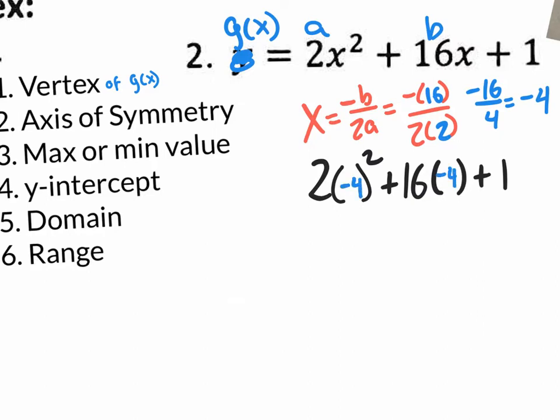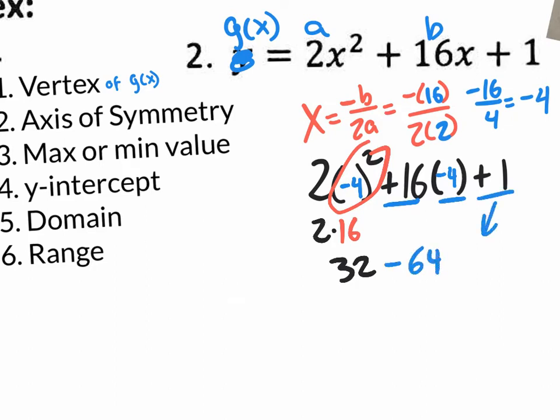You could calculate this whole answer using your calculator if you type it in correctly and carefully. I like to actually work through it. Negative 4 squared, that's positive 16. I have 2 times positive 16. That answer is 32. And then I move on to 16 times negative 4. That's actually negative 64. You could do that on a calculator and bring down that 1, so plus 1 at the very end. So when you go 32 take away 64, that's negative 32. And negative 32 plus 1, that gives you the y value of negative 31.